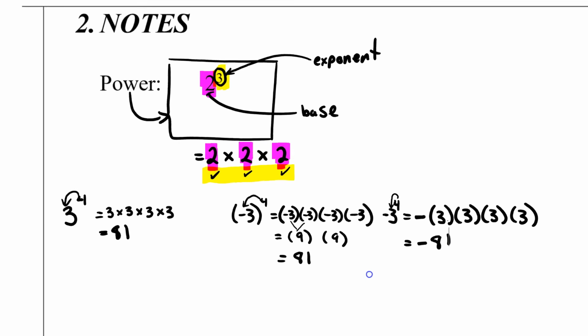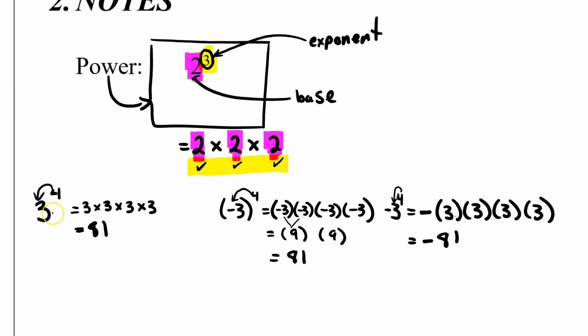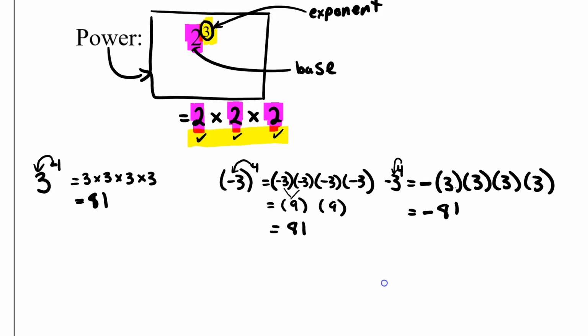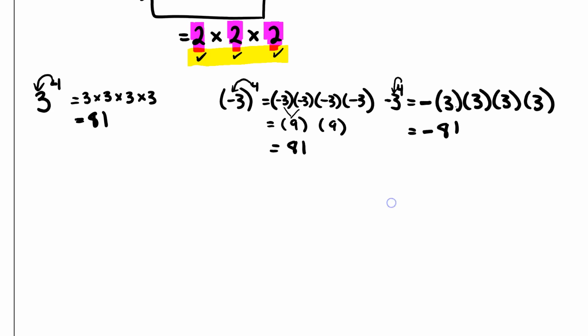So we have very similar looking bases. We have 3, we have -3, and then we have negative out in front of a base of 3. So these three things look very similar, but they produce different answers. I don't want you to see this in brackets and say, oh, if something's in brackets, it's going to be a positive answer.